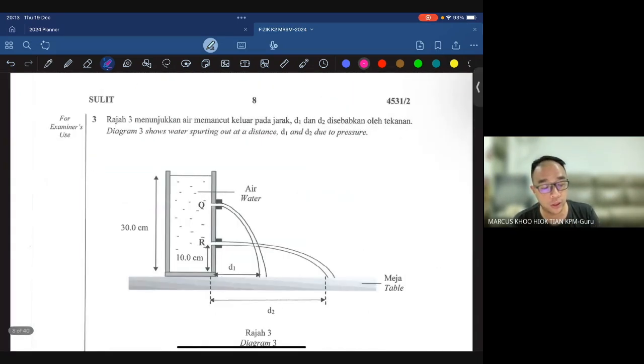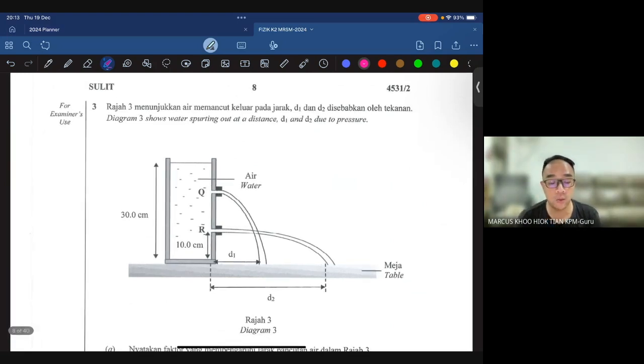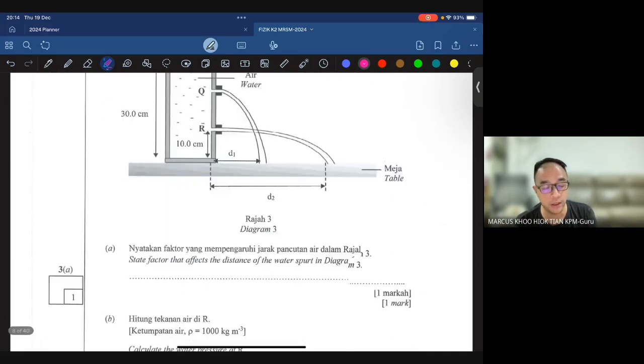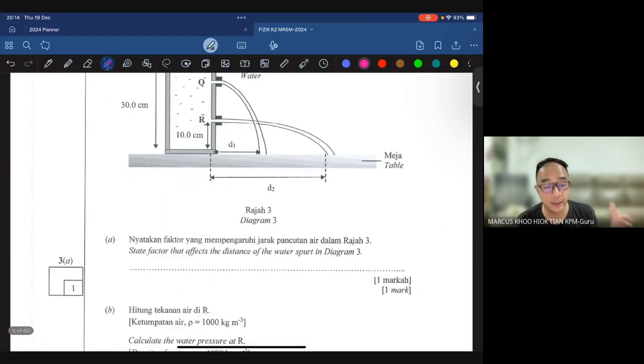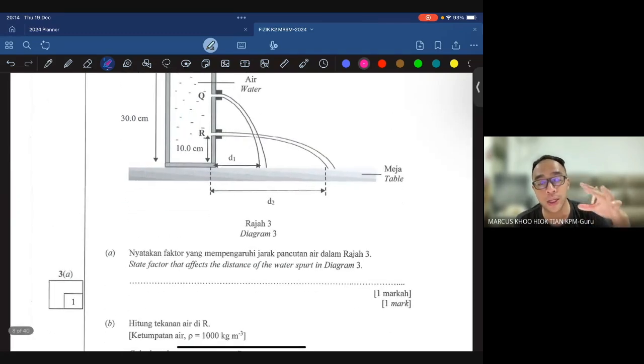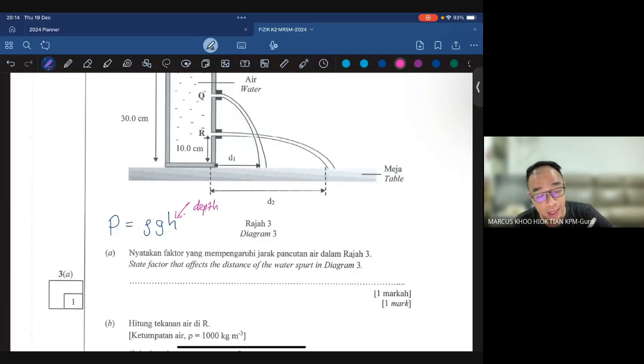Okay, let's continue. Number 3, diagram 3 shows water spurting out at a distance, D1, D2, due to pressure. We see this situation over here. So state the factor that affects the distance of the water spurt. So this is liquid pressure, tekanan cecair. The formula for liquid pressure is P equals rho g h, and don't forget that the h over here represents the depth.